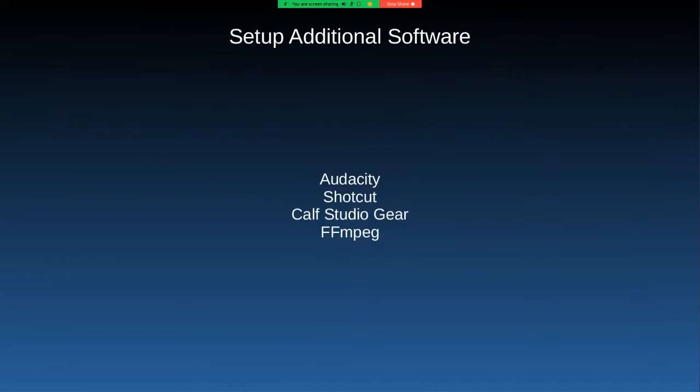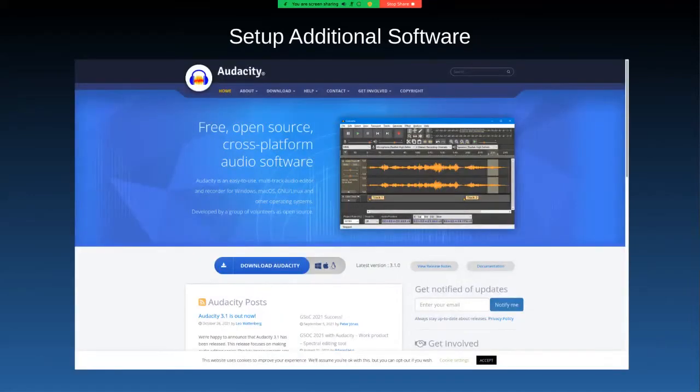All right. The next thing you want to do is you want to set up some additional software. And in our case for today, we're talking about Audacity, Shotcut, CAF Studio Gear, and FFmpeg. Once again, Audacity is in the repository on Linux Mint, but you can also go to these home pages. This is cross-platform. You could use it on Windows, Mac, or Linux. You can download it, install it, go.